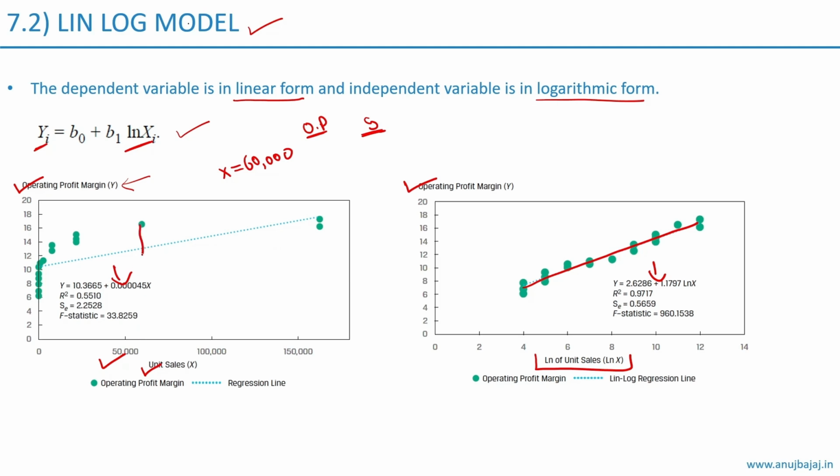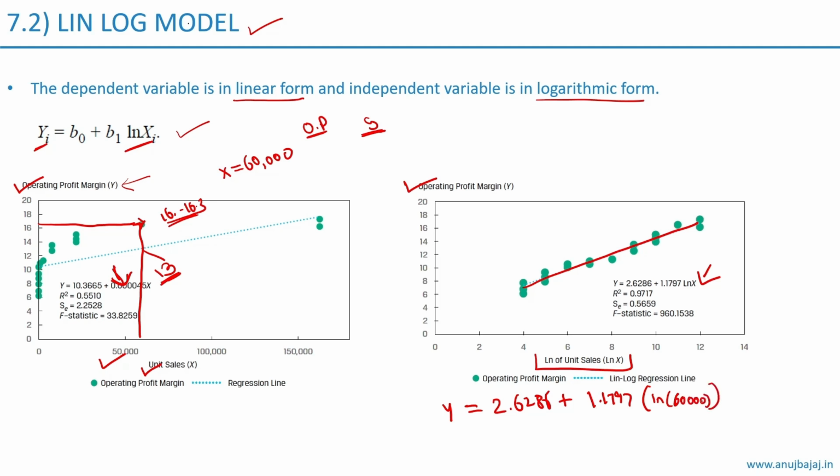So against 60,000, this is the actual profit margin, which is somewhere closer to 16 to 16.3. Using this model, the profit margin that we get is somewhere closer to 13%. And using this model, the dependent variable equals 2.6286 plus 1.1797 multiplied by log of 60,000, which equals 2.6286 plus 1.1797, and the log of 60,000 is 11.